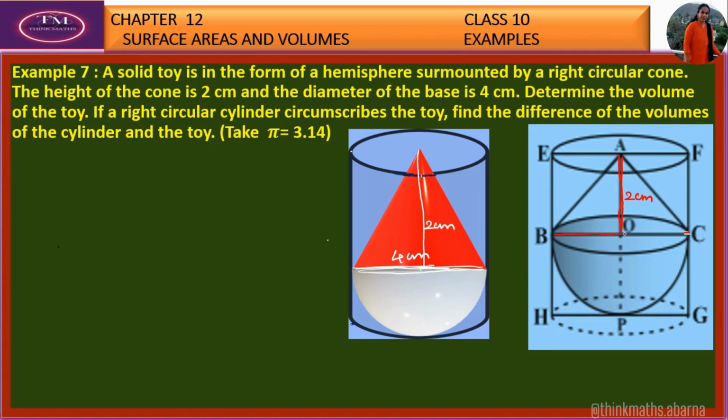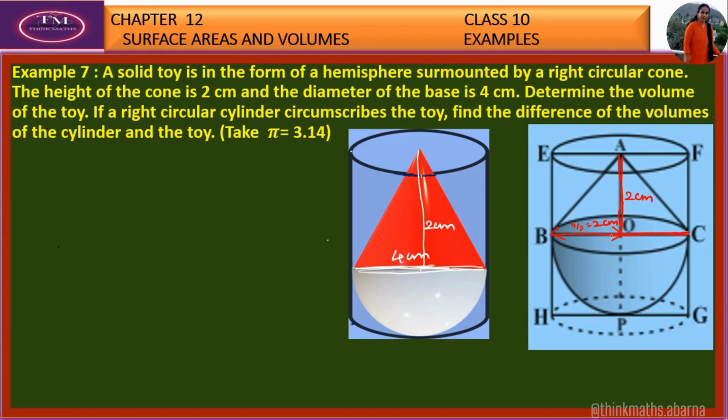So the diameter is given as 4 centimeter. Now we have to find out the radius. So radius is nothing but BO. So it is nothing but 4 by 2, which is 2 centimeter. So BO will be 2 centimeter.